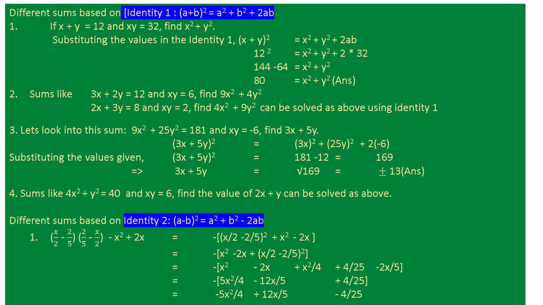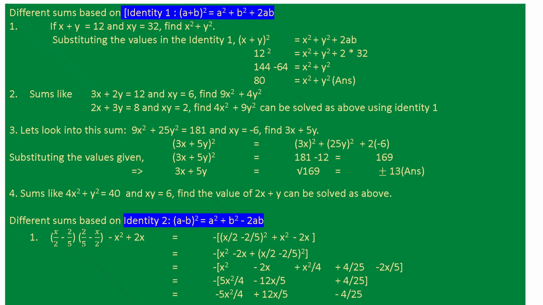Some similar sums could be as mentioned in sum number 2. Now a little variant to this sum wherein it can make use of the same identity is sum number 3: 9x squared plus 25y squared is equal to 181 and xy is equal to minus 6. In sum 1 you have seen it is x plus y, here it is x squared plus y squared, but still the identity 1 which states a plus b the whole squared is equal to a squared plus b squared plus 2ab. In this particular identity we can very well replace all these values and get the resultant value.